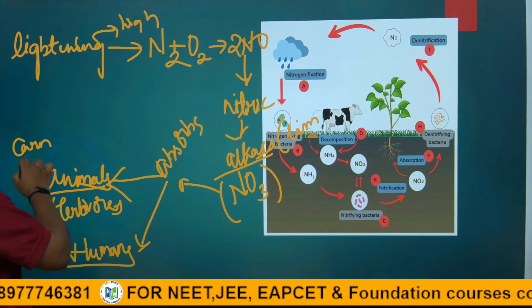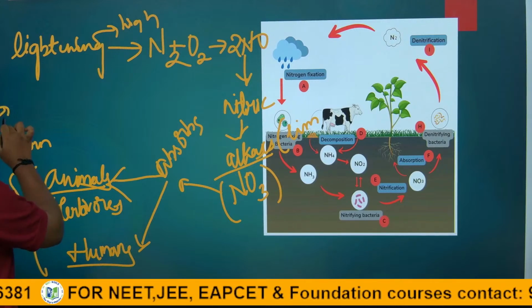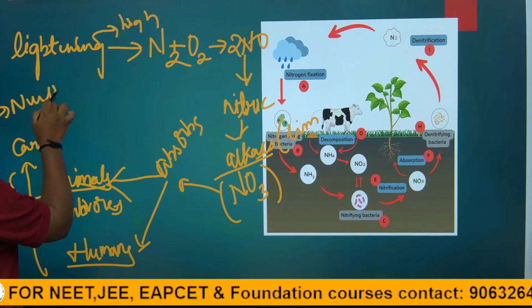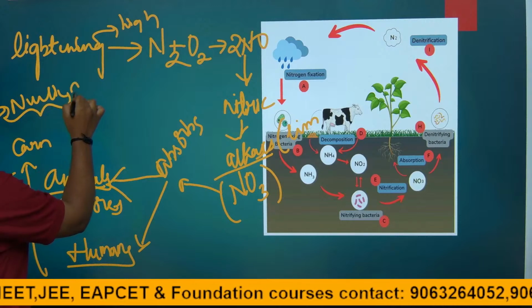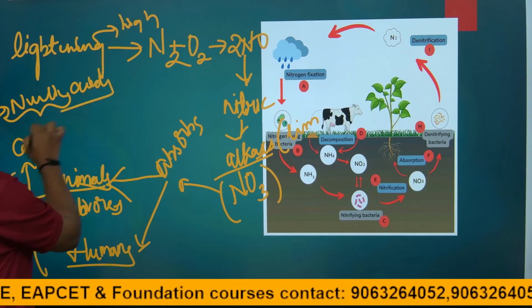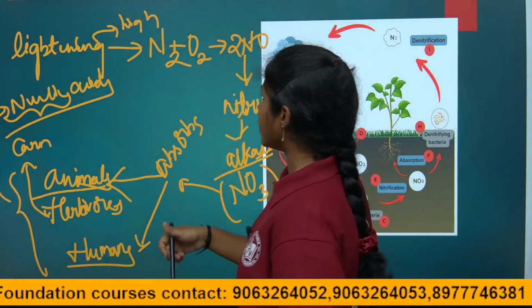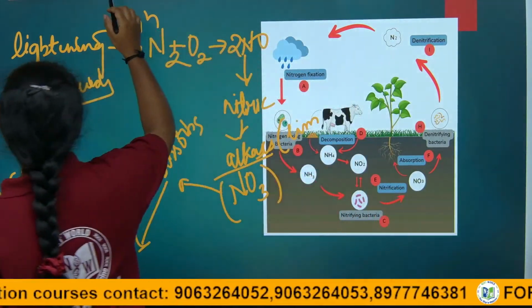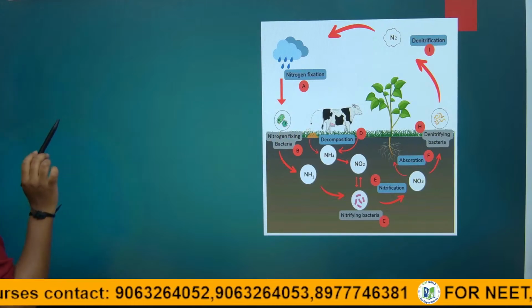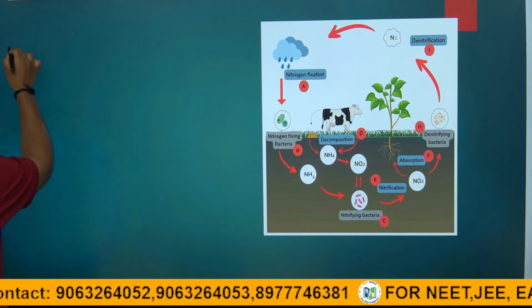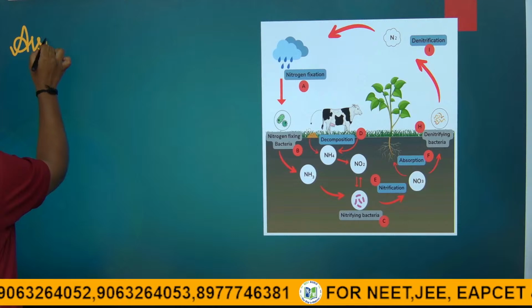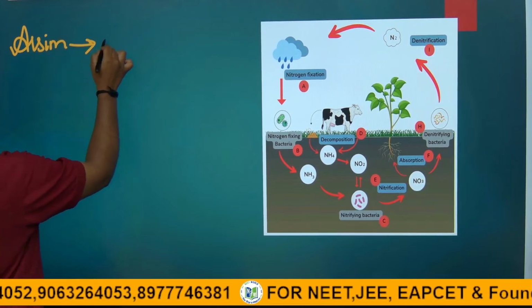So it helps in making the nucleic acids, nothing but the DNA, where the genetic information is stored in our body. So this is how the nitrogen fixation happens in our body. After the nitrogen fixation, what is the next step, children? The next step is assimilation. What is meant by assimilation? Assimilation is nothing but incorporation.